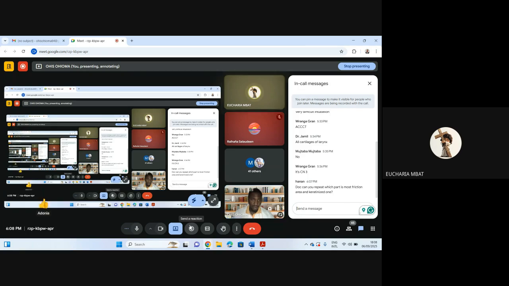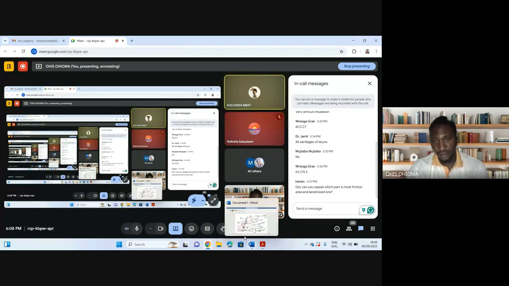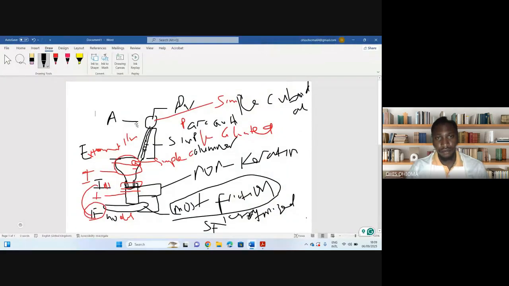Doc, could you please explain the lymphatic drainage again? Okay, so let me go over that again. So the lymphatic drainage, I label it. So let me do this, right?